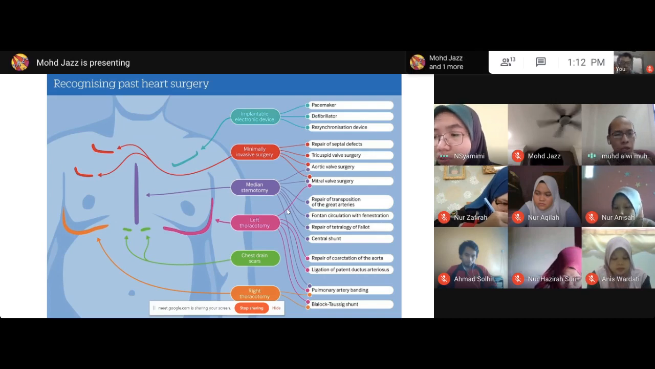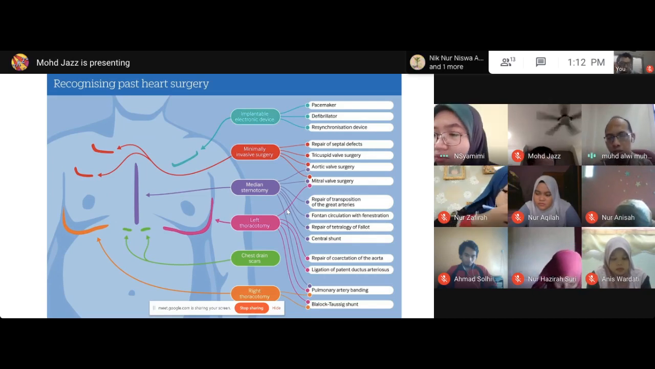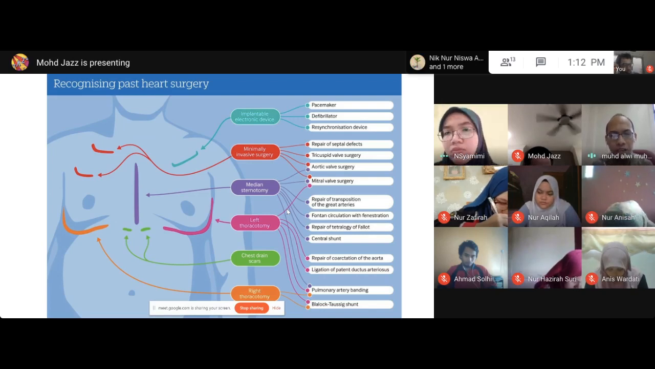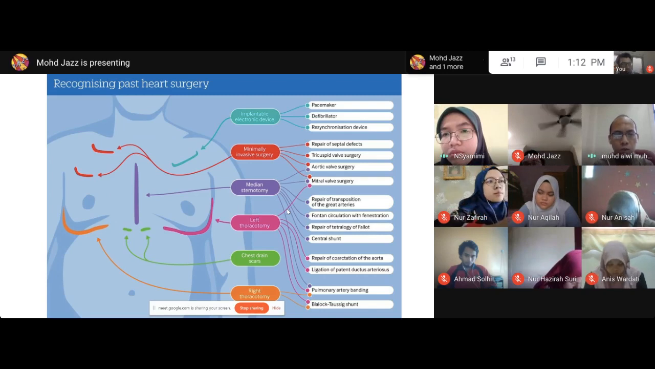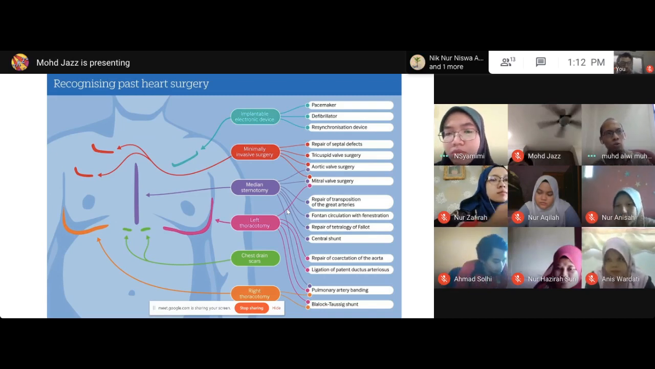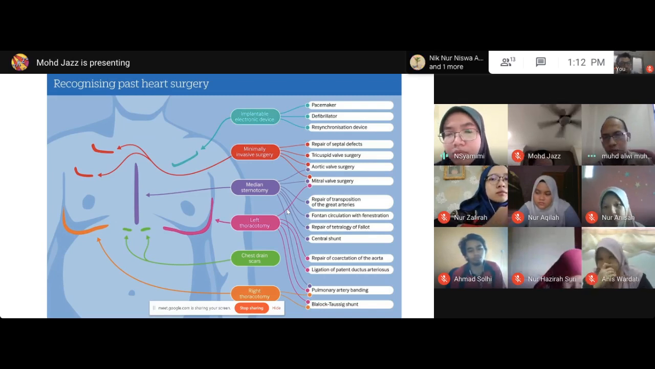So in PA banding, what we did is we restricted blood to the lung. As I mentioned, the main problem with septal defects like VSD or connections like shunts like PDA is there's a lot of blood to the lung with high pressure that damages the lung, and this causes all the symptoms of failure. So in order to control the symptoms of failure, to allow the child to grow better and also to palliate the symptoms, you do PA banding.